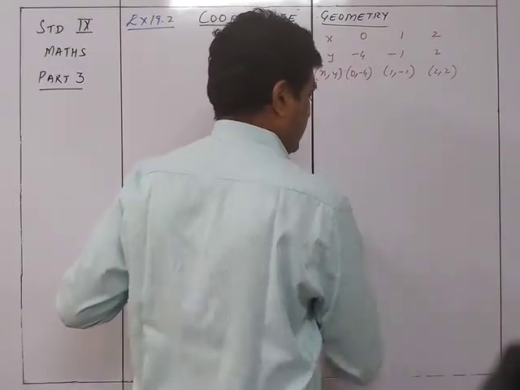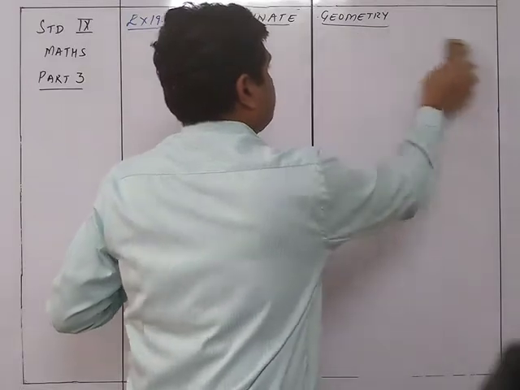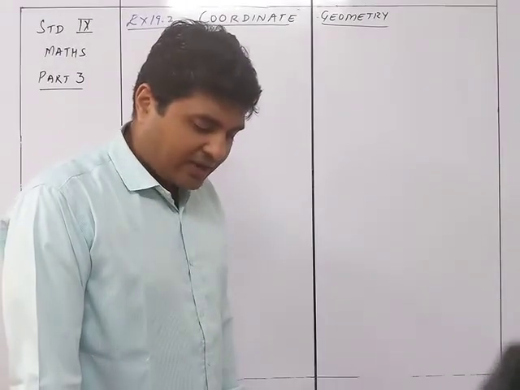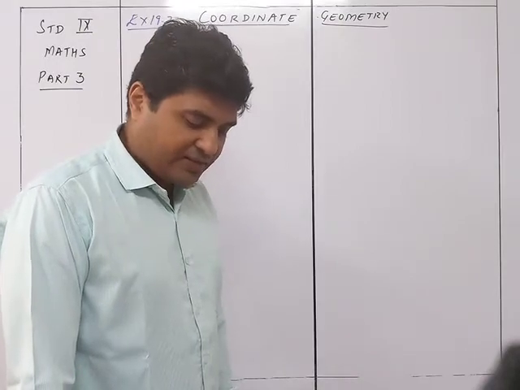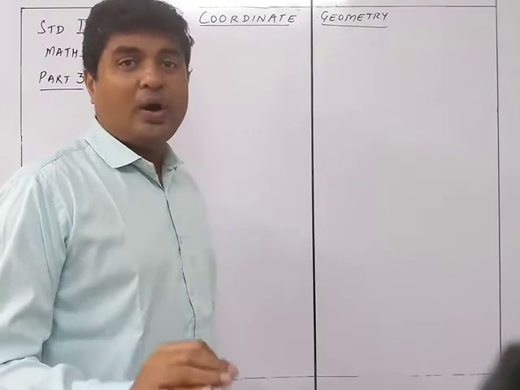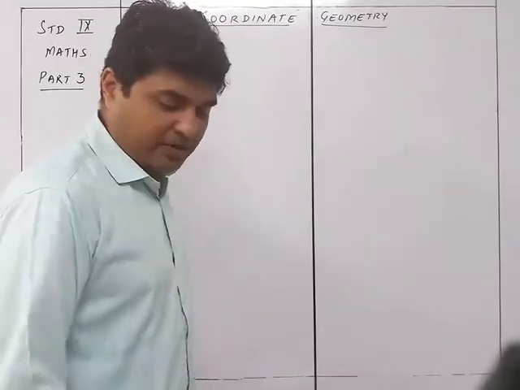Okay, sum number 7. Use the table given alongside to draw the graph of a straight line. Find the graphical values of A and B. It's a very simple sum. You are already given the table.